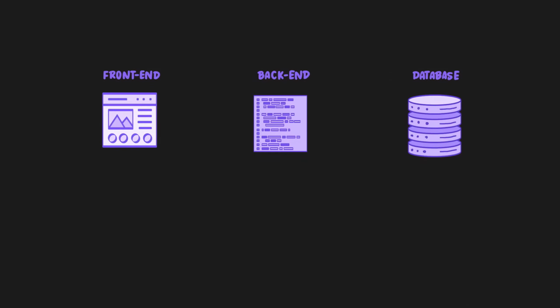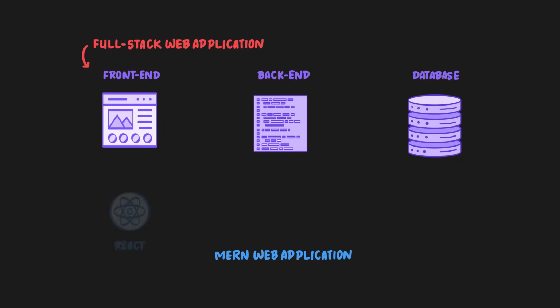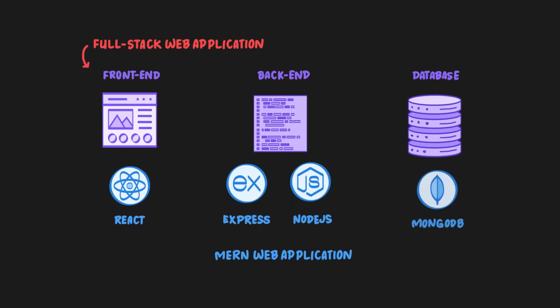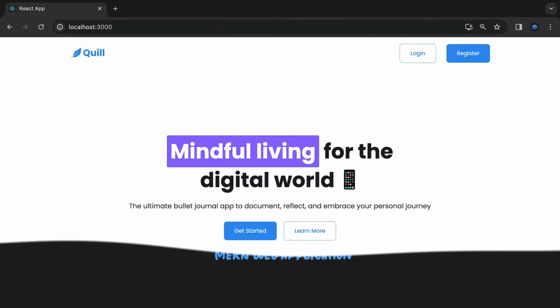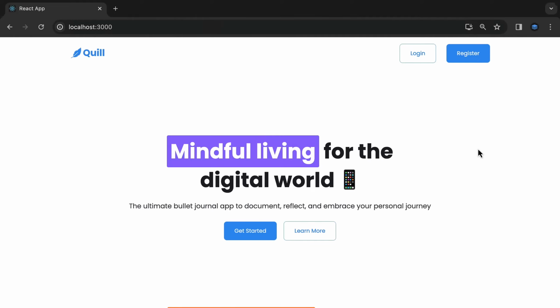Quill is a full-stack web application that is built from scratch. It is known as a MERN web application, with React on the front end, Express and Node on the back end, and MongoDB as the database. So you've already had a look at the homepage. Let's take a brief walkthrough of the application.